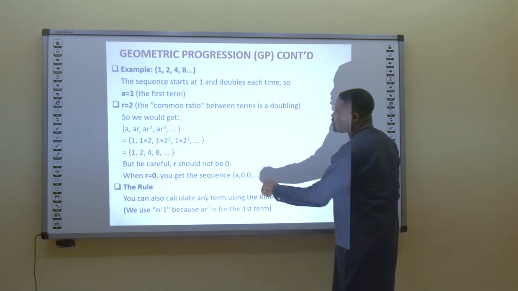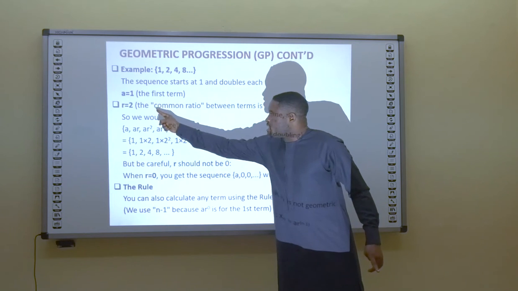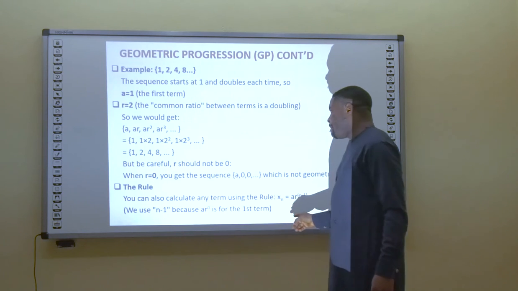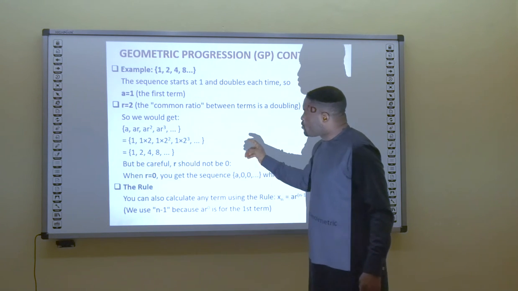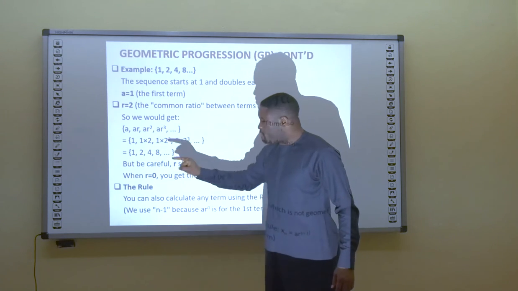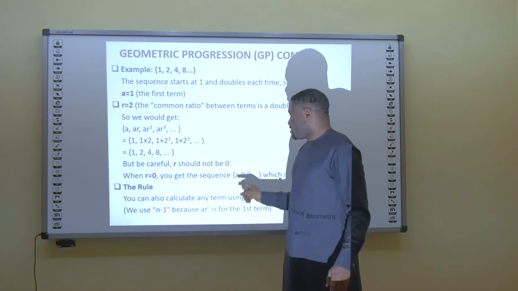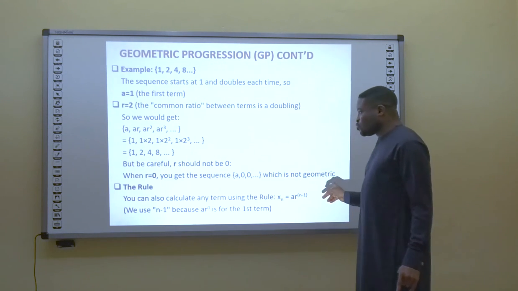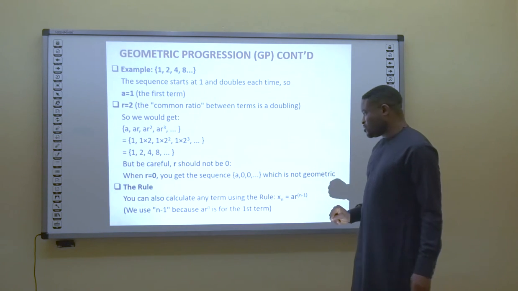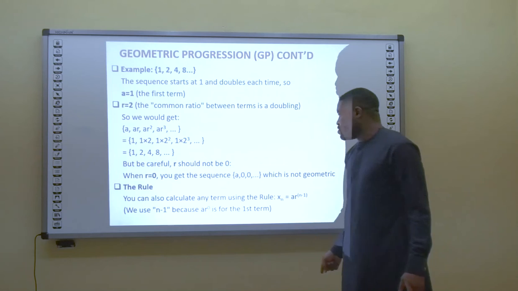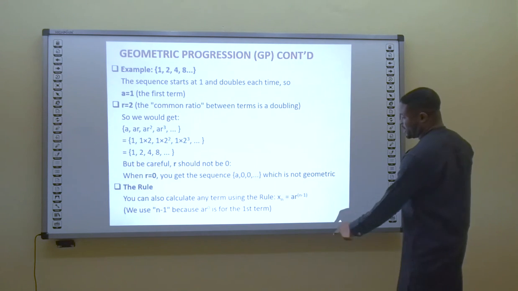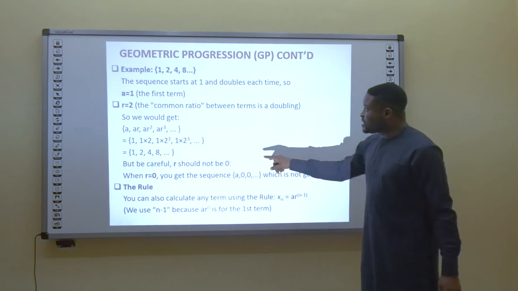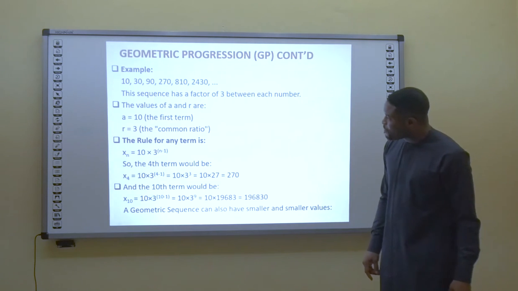But one thing to note here is that you must be able to identify what your common ratio is for you to arrive at this final answer. There's a rule here that says R should never be 0, because when R is 0, this sequence becomes 0 all through, which will not be geometric in nature. You can also calculate any term using a times R raised to the power n minus 1, which is what we did similarly to the arithmetic progression.